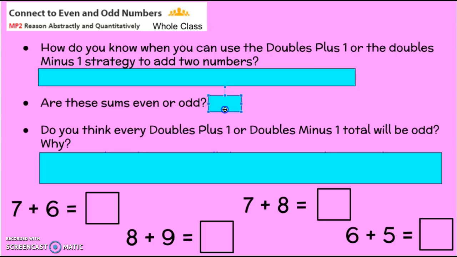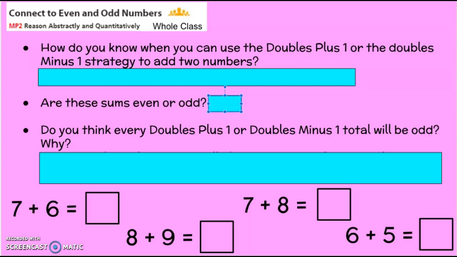Are the sums even or odd? Odd, right? Because they're 1 number different. They're not the double. They're the double plus 1 or the double minus 1. So if you start with the higher number and do the double, you're going to do minus 1, right? If you start with the lower number in the double, almost double, then you're going to need the double plus 1.